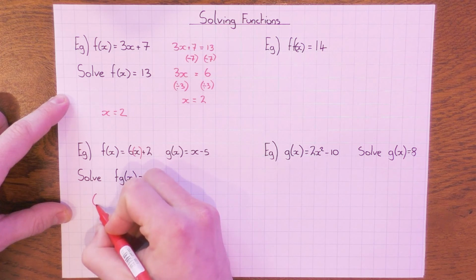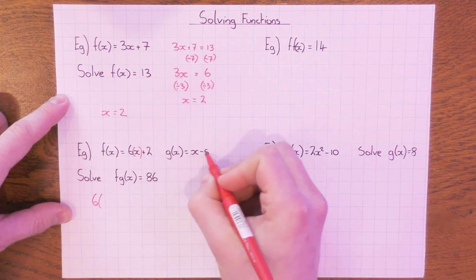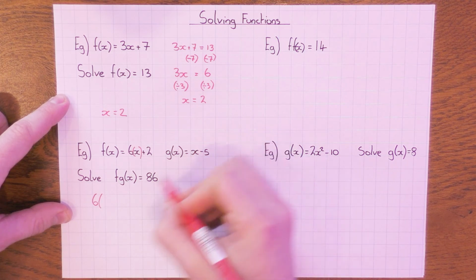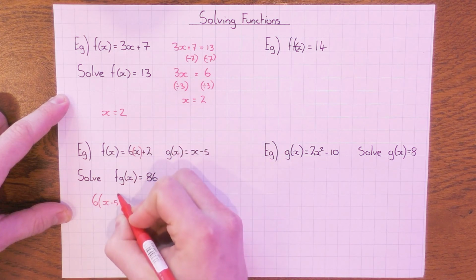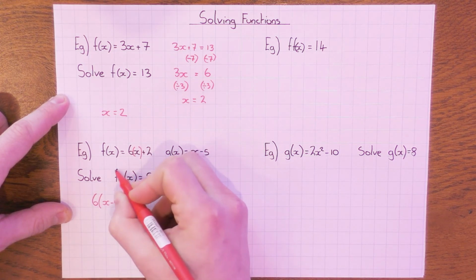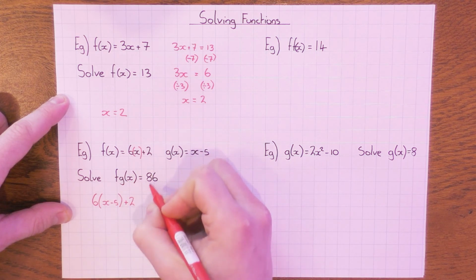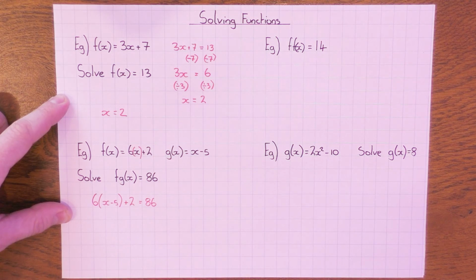So I'll have my 6, which is obviously there, then I'll have my bracket, and what goes inside the bracket is my g of x, which is the x minus 5 there. I can then close my bracket, and then I have that plus 2, and that is the composite function here, and that is equal to 86. If you've seen the composite videos, you'll know what I mean when I do that. What we do now is we just solve it.